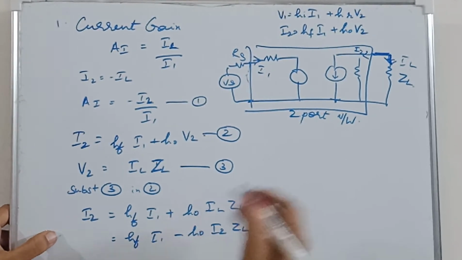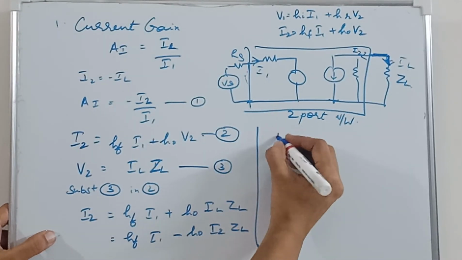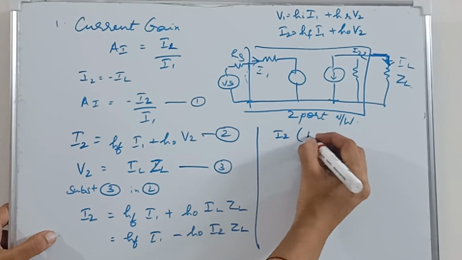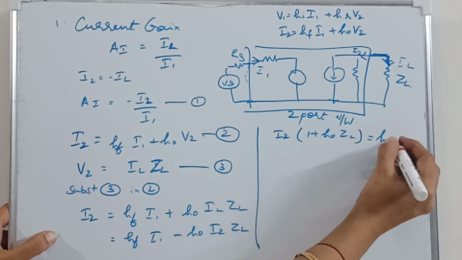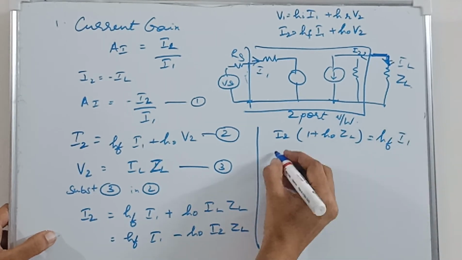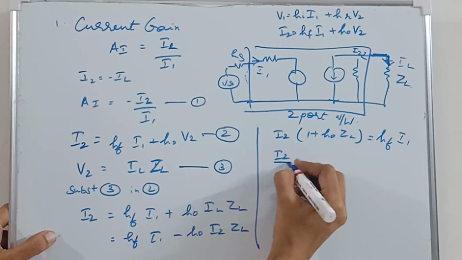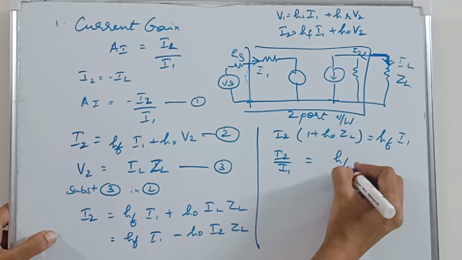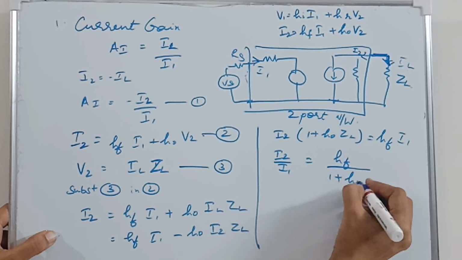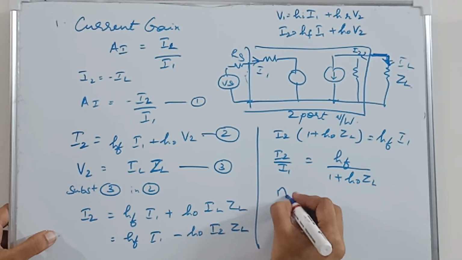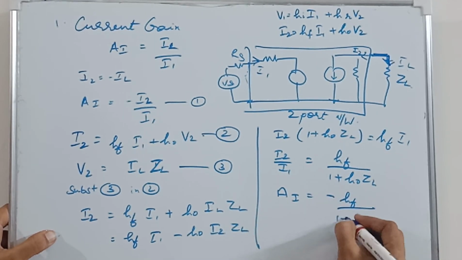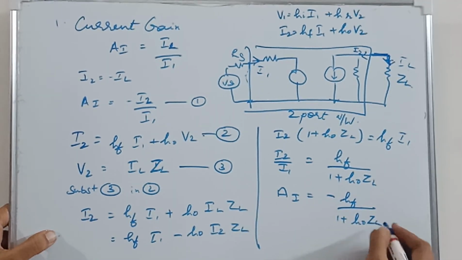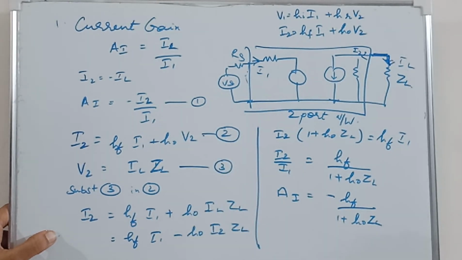So if we move the equation to the other side, I2 into 1 plus H0 ZL will be HF I1. So I2 over I1 is HF divided by 1 plus H0 ZL, or your current gain is minus HF divided by 1 plus H0 into ZL.